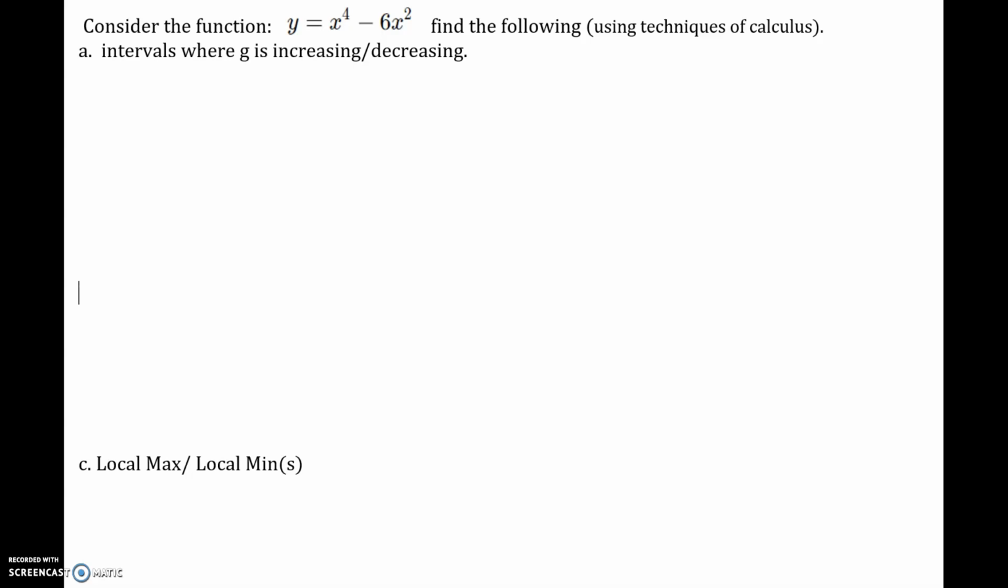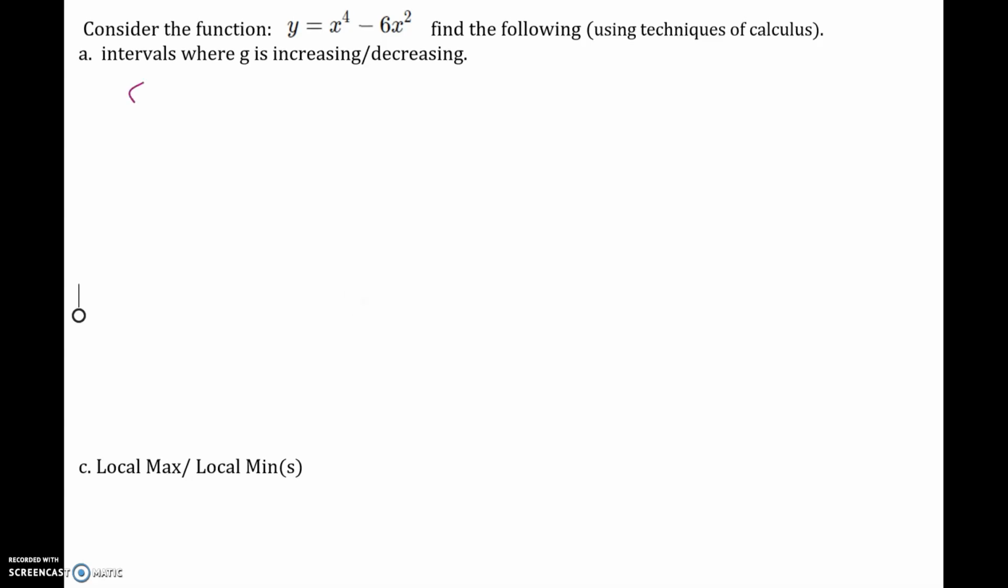Okay, so I've got a polynomial function I want to sketch without a calculator using calculus techniques. So the first thing we want to know is what the first derivative is going to tell us. So I'll change the function notation. f prime equals 4x cubed minus 12x.